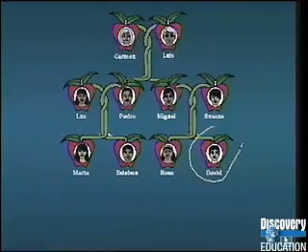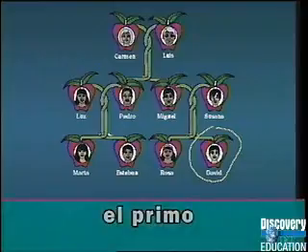Now, Miguel y Susana have some kids. David es el hijo de Miguel y Susana. What is his relationship to Esteban and Marta? He's the son of their aunt and uncle. He's their cousin in English, y en español es el primo. El primo. That's right, el primo. Repitan.